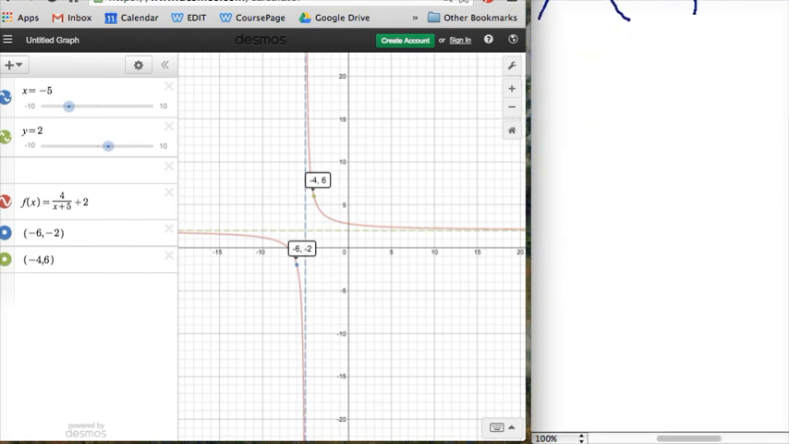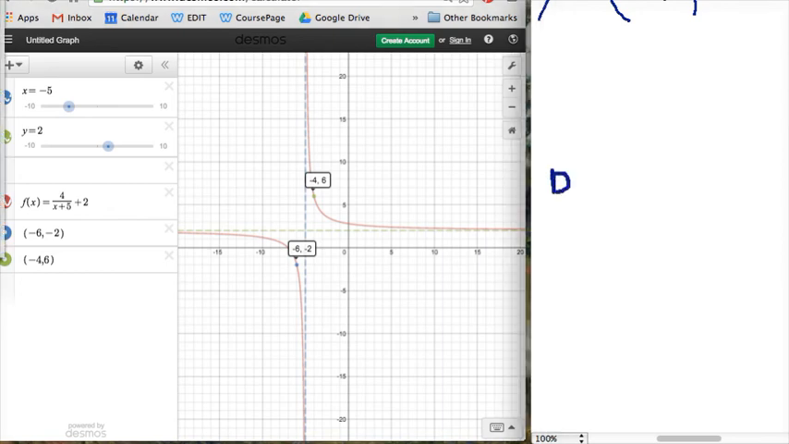So the domain is everything but the vertical asymptote. So domain would be -infinity to -5, union -5 to infinity.